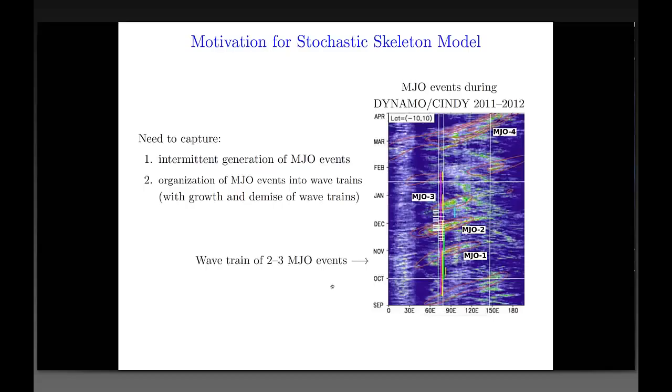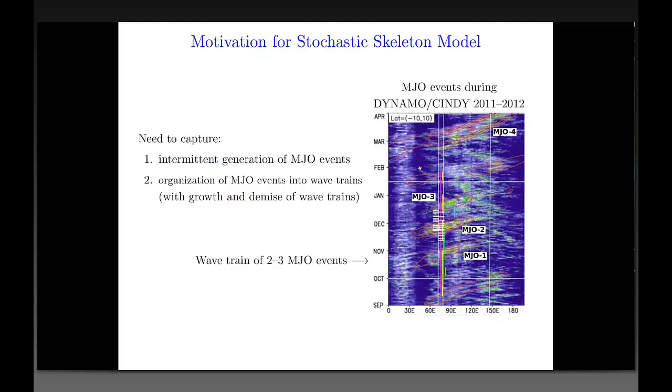And another aspect of the motivation for the stochastic model is that what we really want to capture is intermittent generation of MJO events. I pointed this out on a really early slide, but this is just another picture of it. This is a recent field experiment called Dynamo and Cindy from 2011 to 2012. And you can see over this, the Western Pacific region here, for about 8 or 9 months, there's not a lot of MJO activity in September, but then there's a sequence of one, two, and maybe a third MJO event followed by a quiet time.